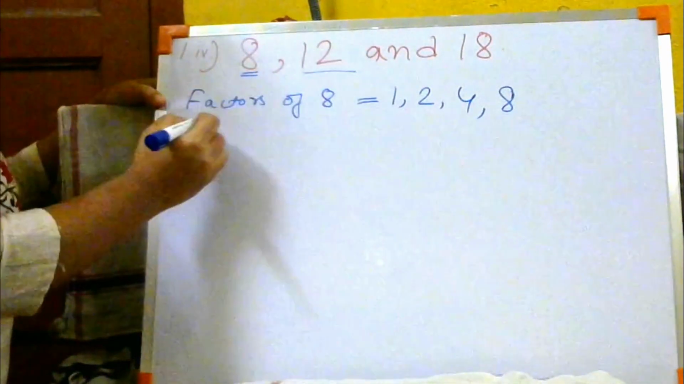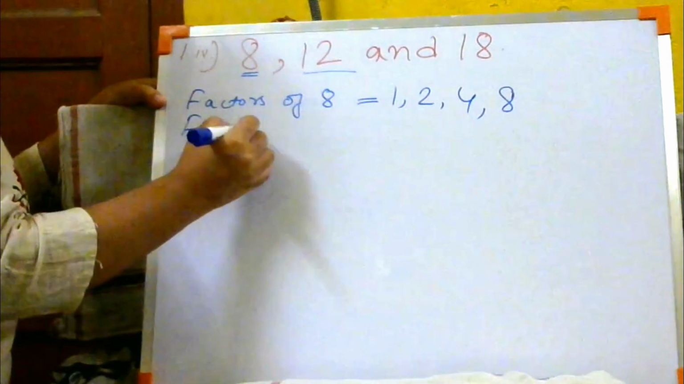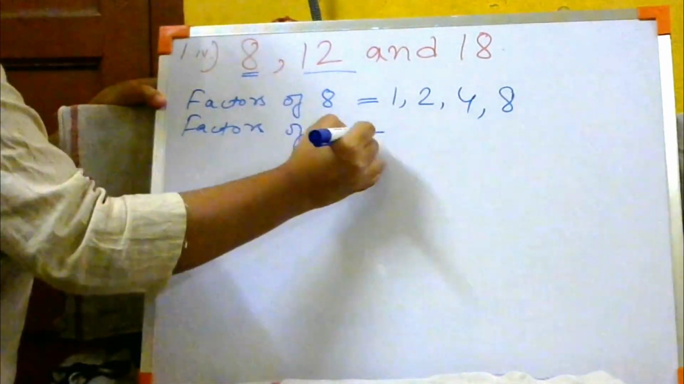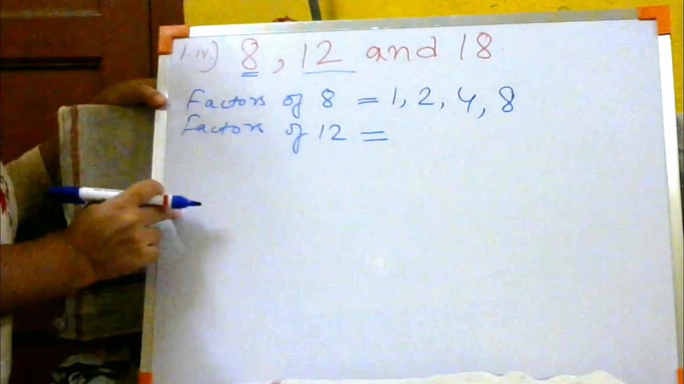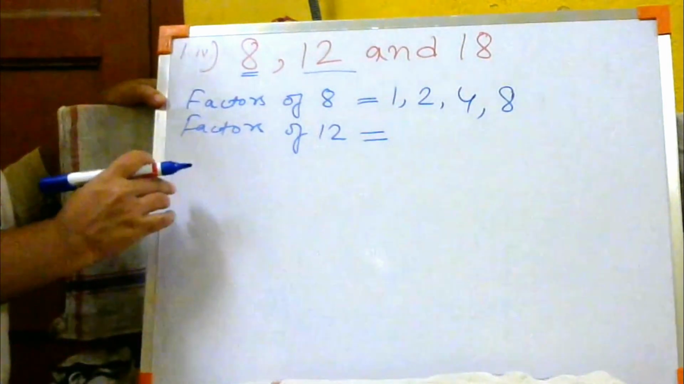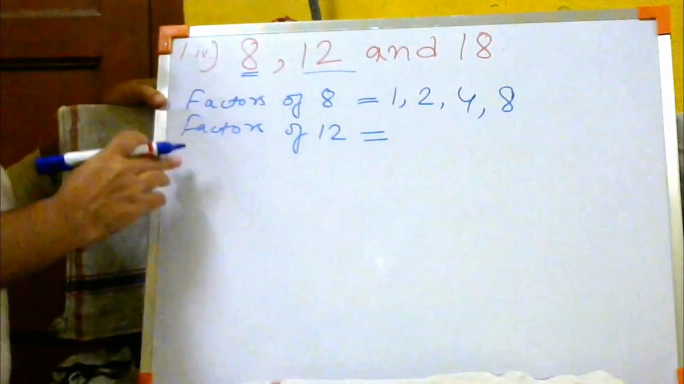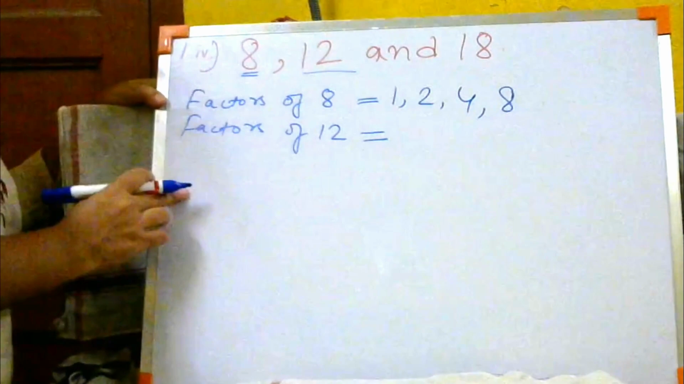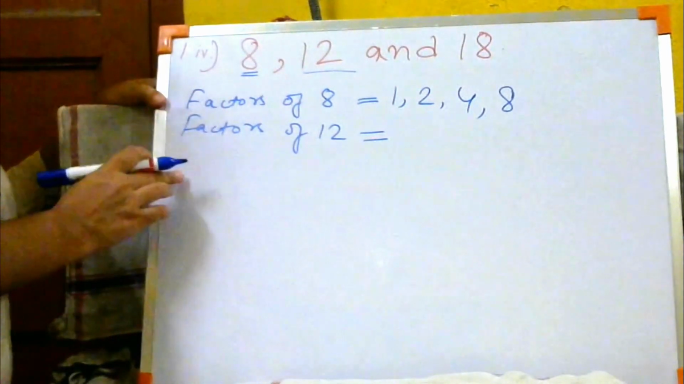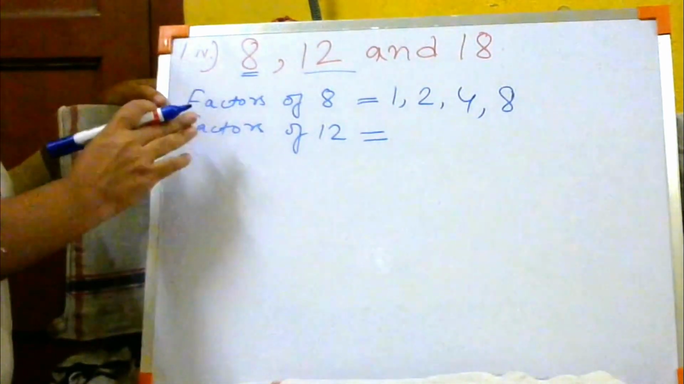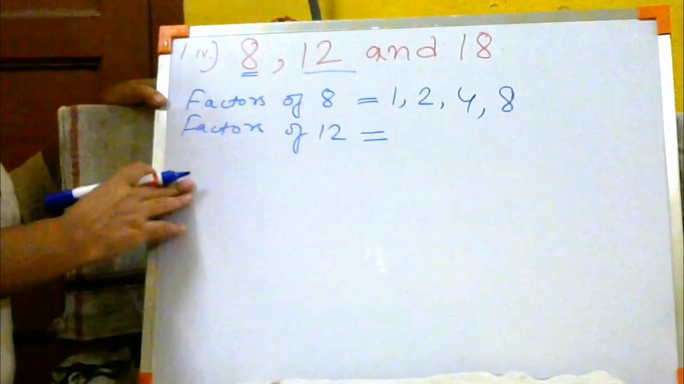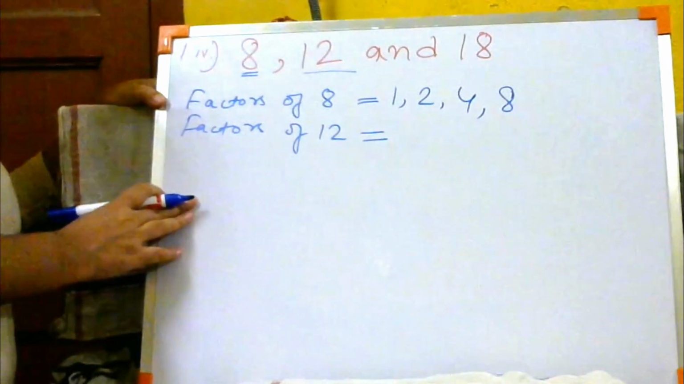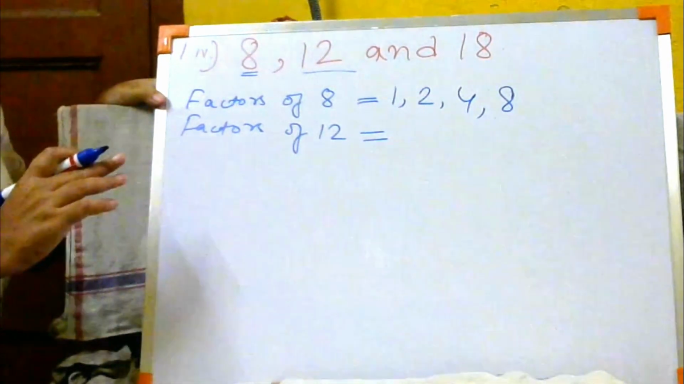Next number is 12. So factors of 12. Look, whatever steps I am writing over here, it should be in your copy during the exam time also. The ones who are going to miss even a single step, for each step there are marks. Half a mark or 1 mark is going to be deducted if you miss 1 or 2 steps. Clear? That time don't fight or beg for marks.